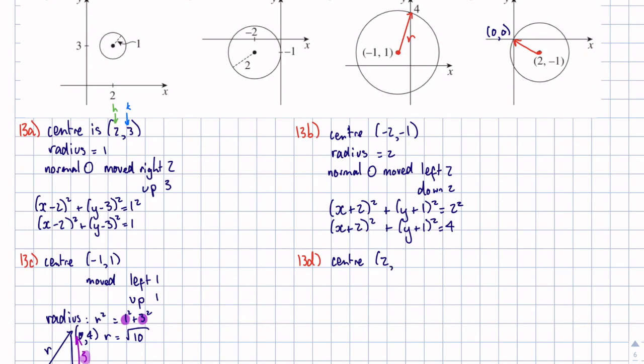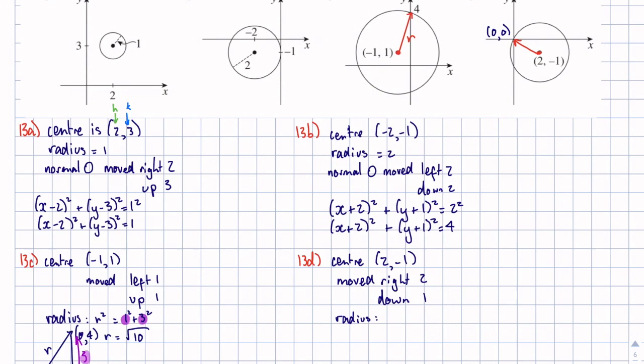Our centre is (2, −1), which means it's a normal circle. Don't really need to write that. It means it's moved right 2 and down 1.